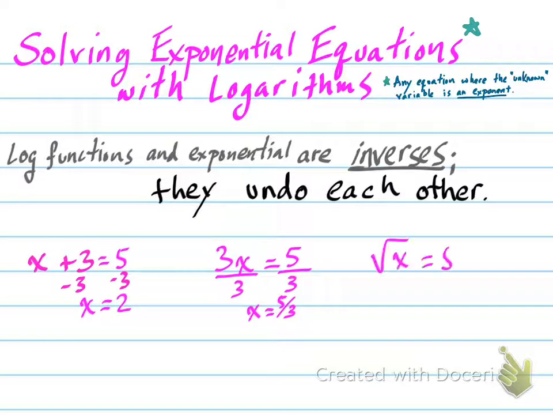Here's another one. Square root of x equals 5. Okay? Well, what's the inverse operation for taking the square root? Well, it's squaring, and that's how you solve this. You square both sides of the equation, and you get your solution for x. x equals 25. All right? So it's always true that you've used inverses to solve an equation.